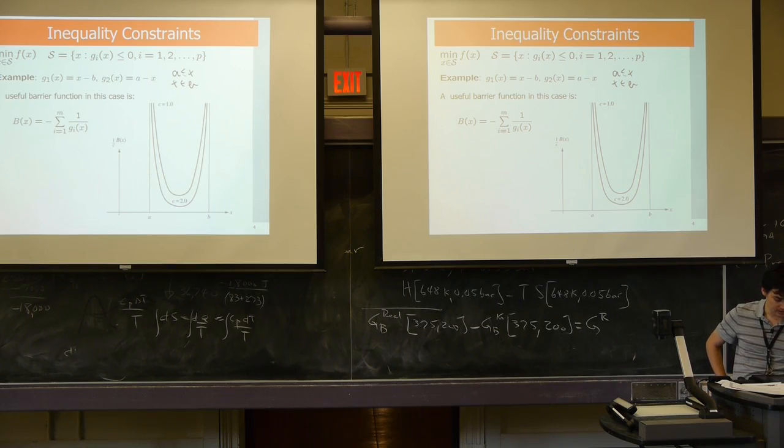So gi(x) is negative inside the set S, so minus 1 over gi(x) is positive. And you can see, if this is set S and x is going to point A, then the barrier function 1 over gi(x) would diverge to infinity, and the same thing would happen if we converge to point B.